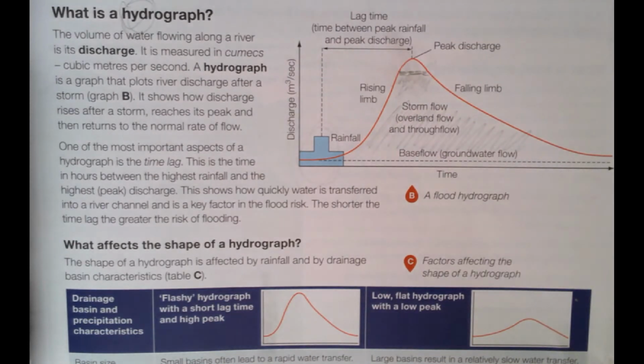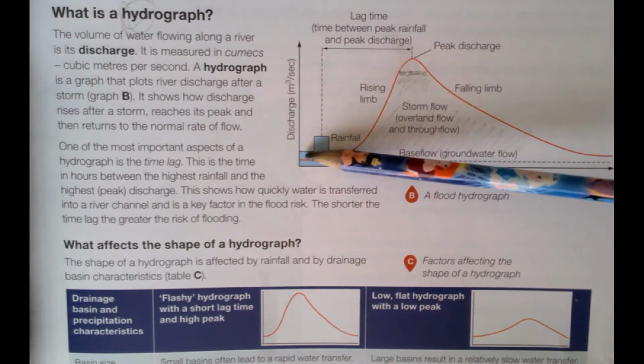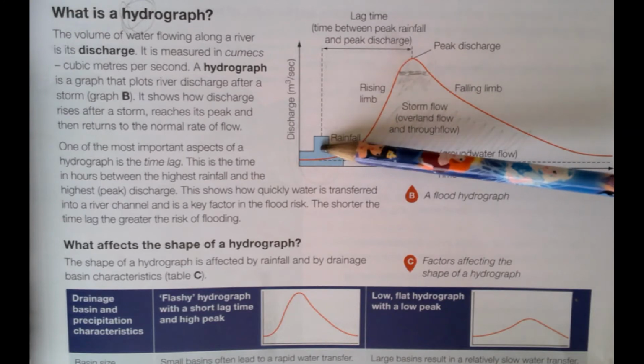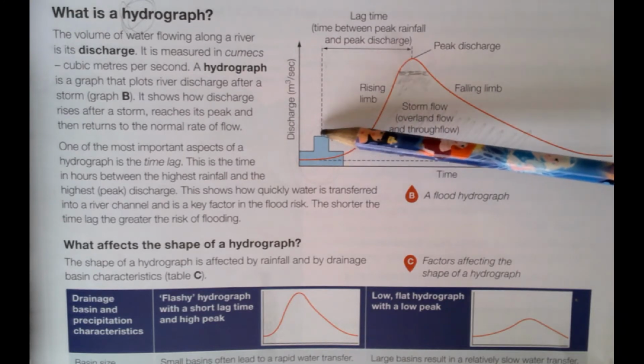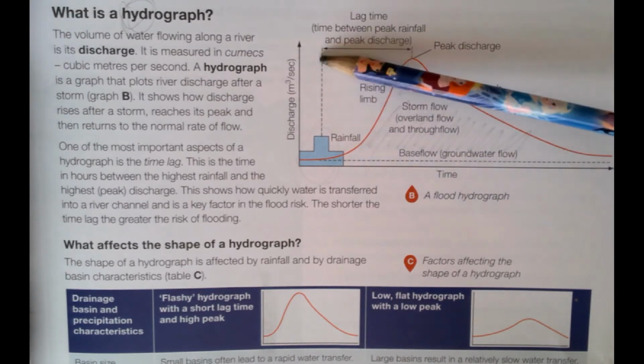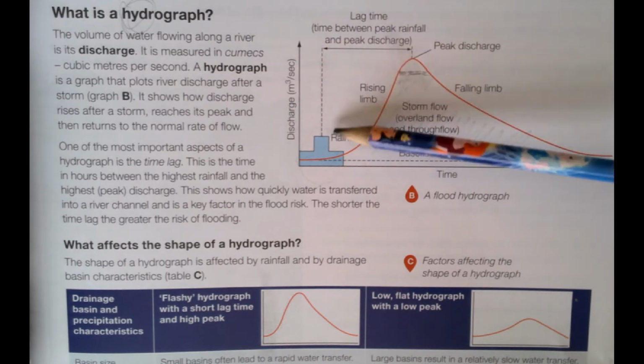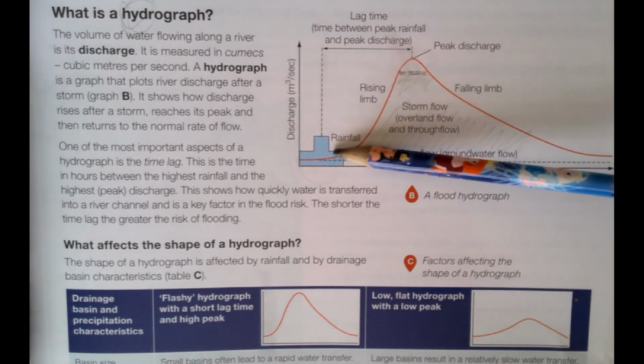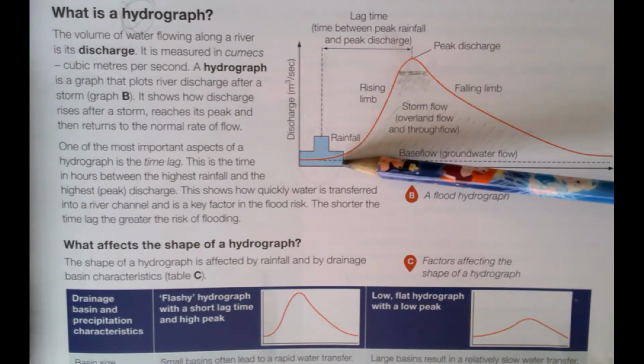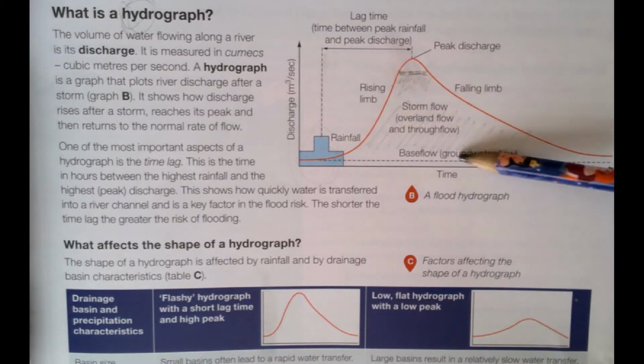So here we've got rain in the 1st hour. It rains even more in the second hour, so much so that it's the highest amount of rainfall, so that's called the peak rainfall. And then in the third hour it's still raining but not as much, and in the fourth hour it stops raining, no more rain.